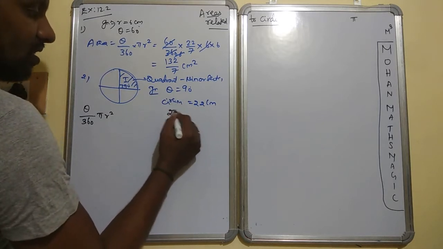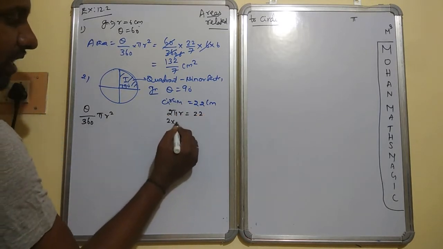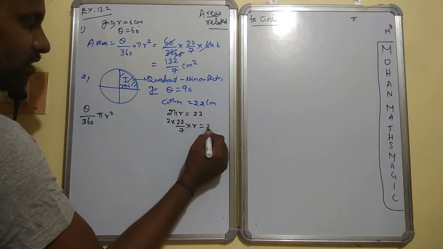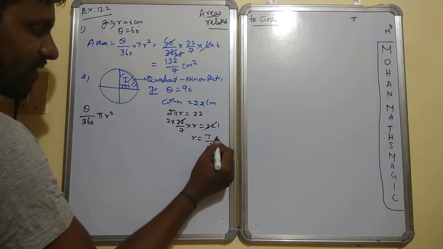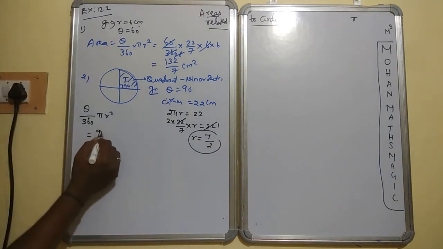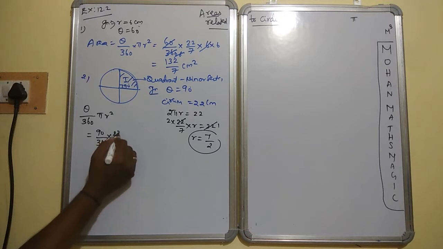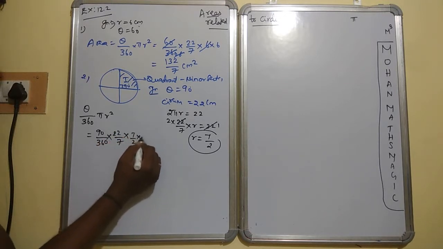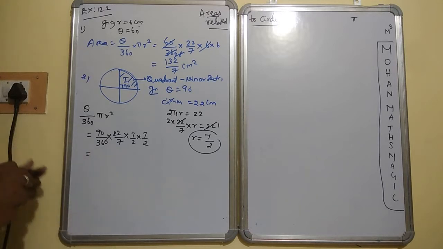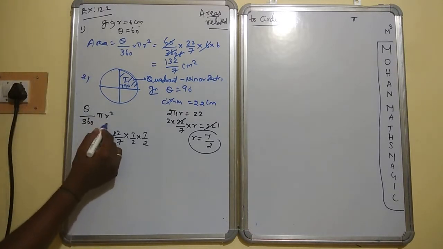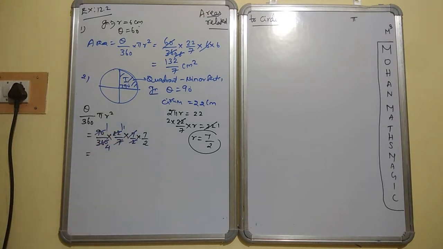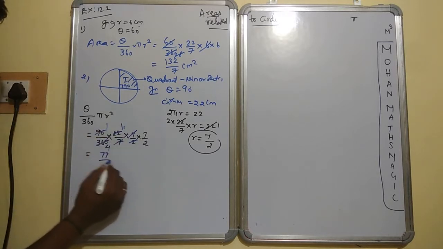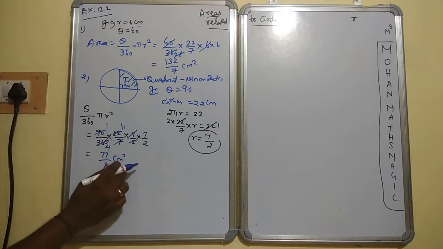So circumference of a circle 2 pi r equal to 22. 2 times 22 upon 7 times r equal to 22. Cancel. Therefore r equal to, taking the reciprocal, 7 upon 2 centimeter. So theta value 90 upon 360, 22 upon 7, r square with the value 7 upon 2, 7 upon 2. Normal cancellations, which you guys know from class 6th and 7th itself. The final answer is 77 upon 8 centimeter square. Not to forget the unit, because it is area.